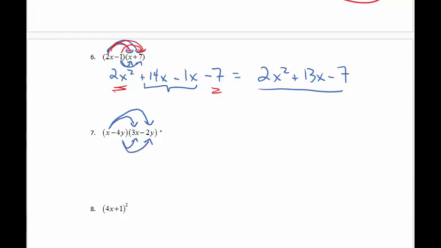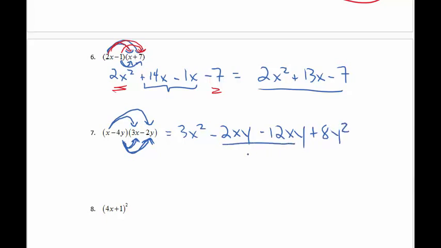Okay, I'm going to FOIL. x times x, 3x squared. Then the outside: x times negative 2y, negative 2xy. Inside, minus 4 times 3x, minus 12xy. Last, plus 8y squared. Okay, and again, I can combine those two middle terms. That's equal to 3x squared minus 14xy plus 8y squared. And that's my final answer for number 7.